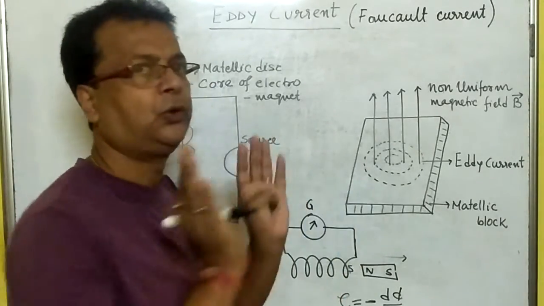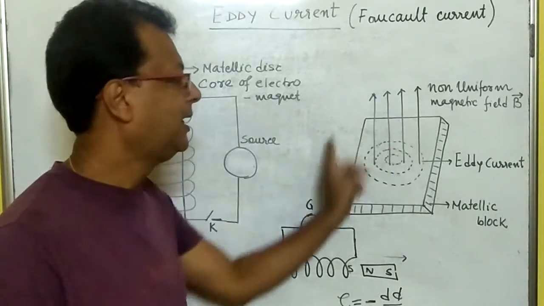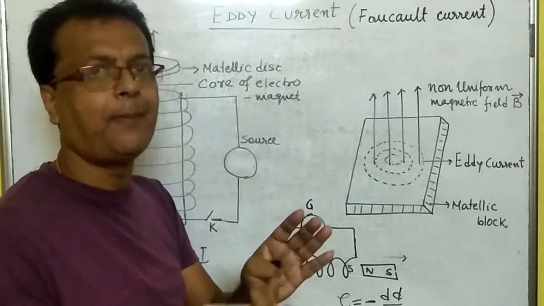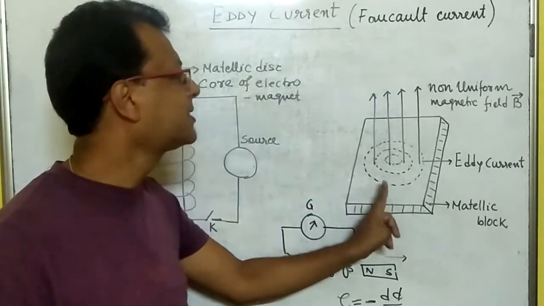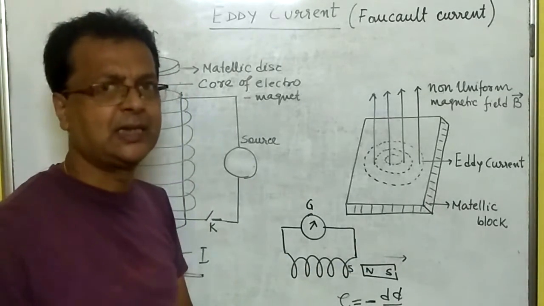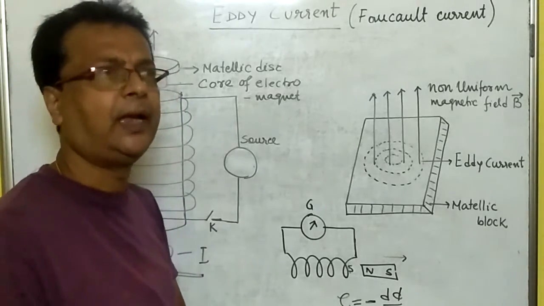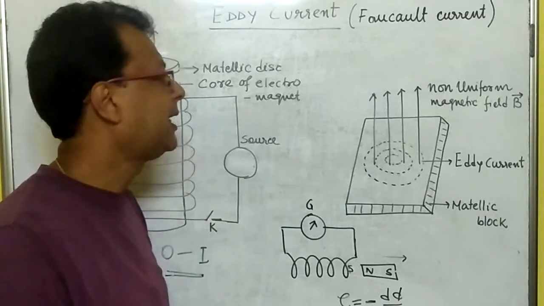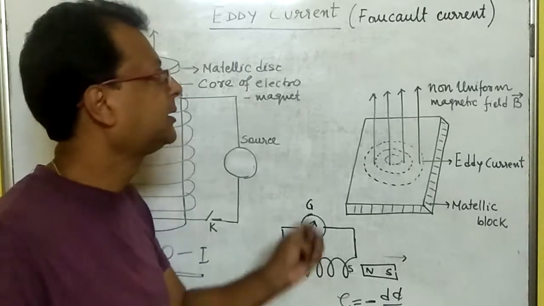So in the end, what we can say is that whenever a metallic block or a metallic plate is kept in a changing magnetic field, a small current will be induced, and this small current is called the eddy current. Now, eddy current is found everywhere. If you have a transformer and you use it for some time, you will see that the transformer is getting heated up because there is changing magnetic flux.